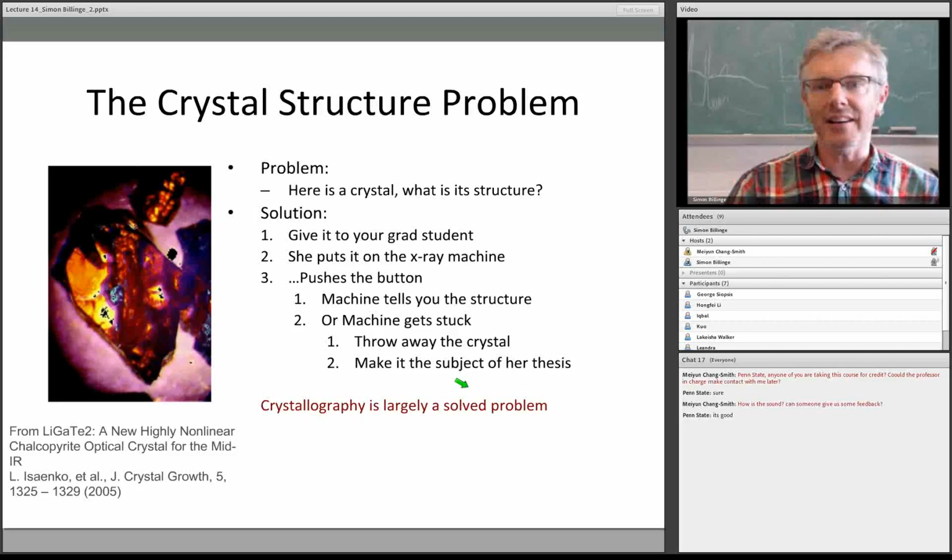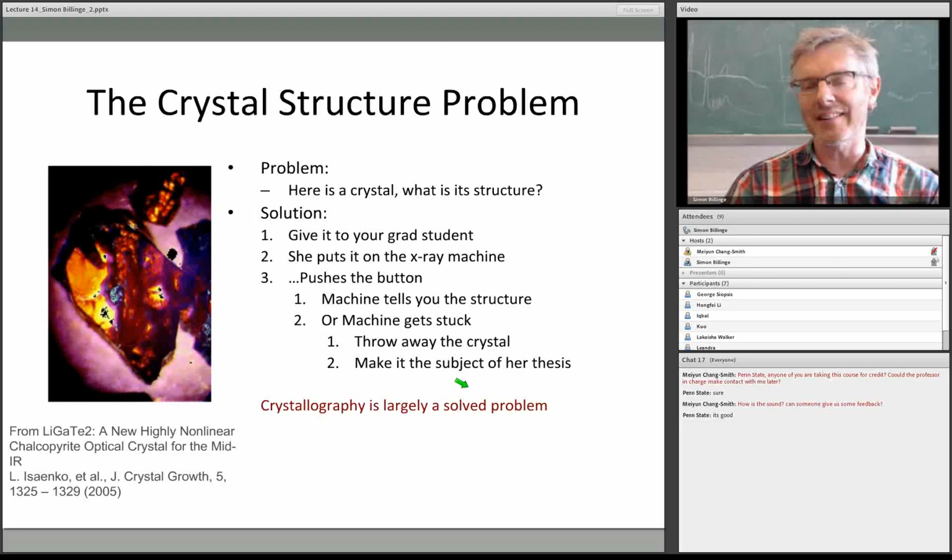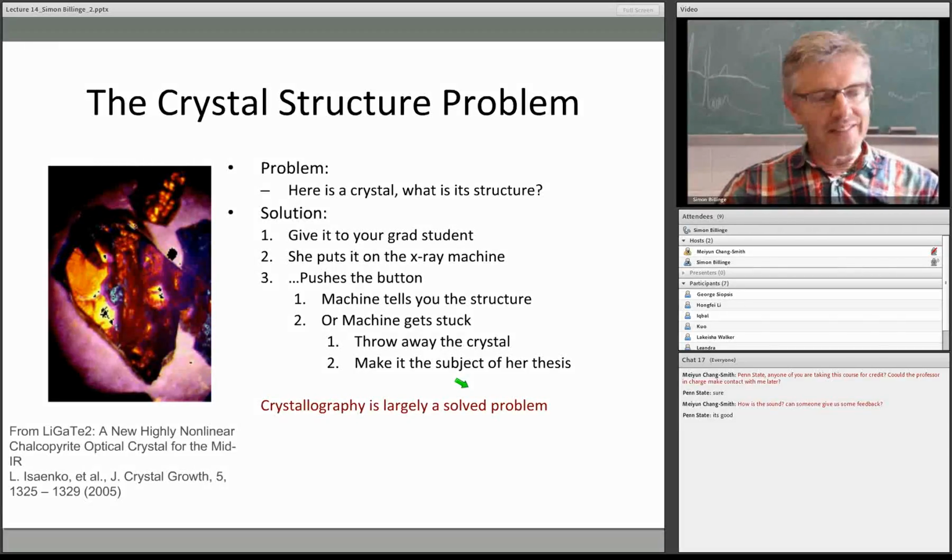So there's actually something else that often happens. The machine gets stuck, doesn't tell you the structure. And when this happens, there's two MOs. Usually you either throw away the crystal, that's the most common one, and then the graduate student obviously has to go back and make a new crystal. Or you say, this is a very interesting crystal, and you make it the subject of your student's thesis. But in general, this crystal structure problem is a solved problem. Now, that's not to trivialize the problem at all. It's taken 100 years to get to this point.